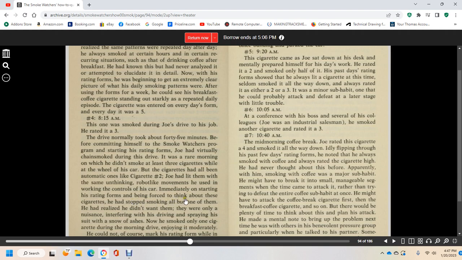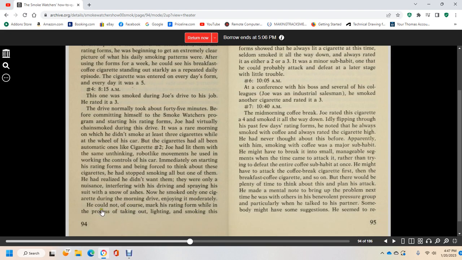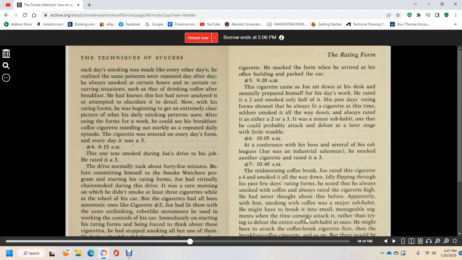With the rating forms forcing him to think about the cigarettes, he stopped smoking all but one of them. He had realized that he didn't want them. They were only a nuisance, interfering with the driving and spraying his suit with a snow of ashes. Now he smoked only one cigarette during the morning drive and enjoyed it mildly. He could not, of course, mark the ratings while taking out, lighting, and smoking this cigarette. He marked the form after he arrived at work and parked the car.